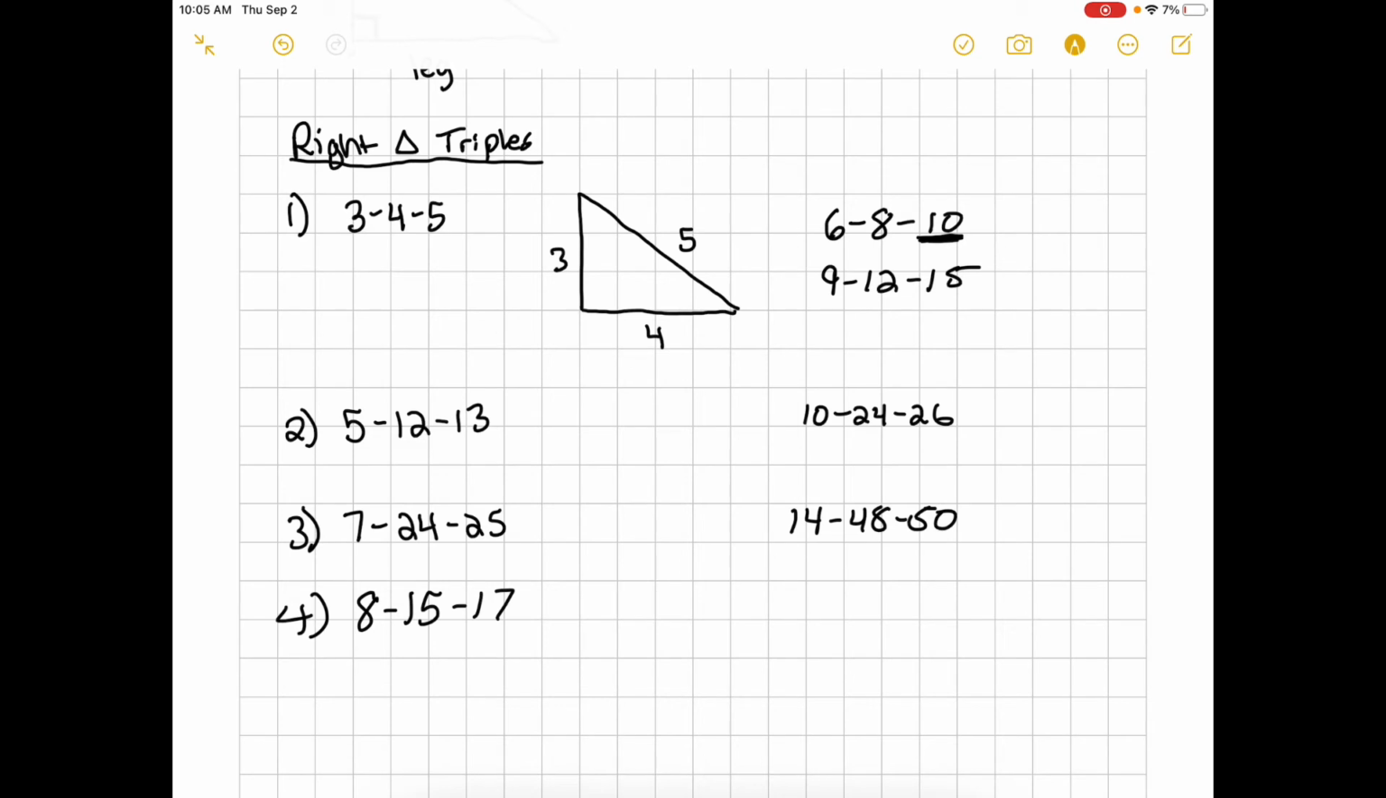So keep that in mind. I would say the most popular ones you would see multiples of would be this first one and this second one. You usually don't see multiples of the third and fourth one. Sometimes you do, but not usually. So you need to memorize these 4 triples and know how to use them. So now let's look at some examples where we find the distance between 2 coordinates using right triangle triples.